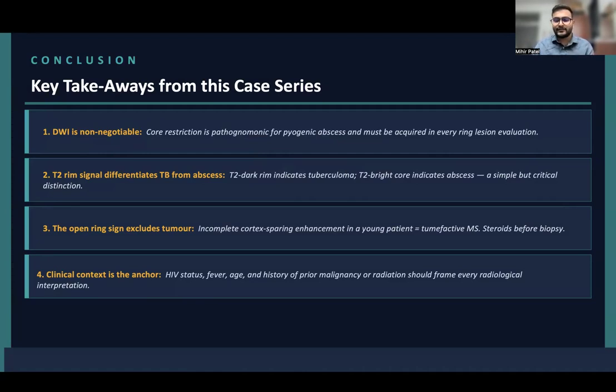Incomplete cortex-sparing enhancement in a young patient is suggestive of tumefactive MS. Therefore, steroids should be avoided before taking a biopsy. HIV status, fever, age, and history of prior malignancy or radiation should frame every radiological interpretation.